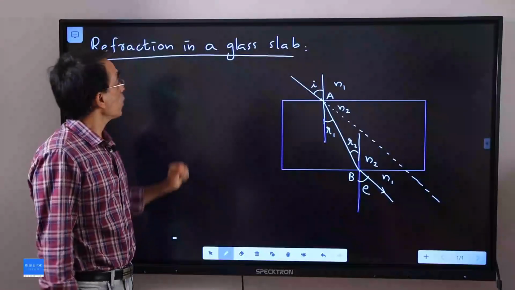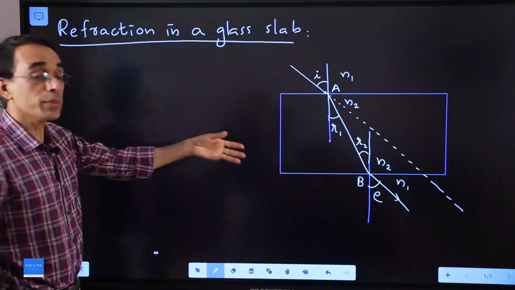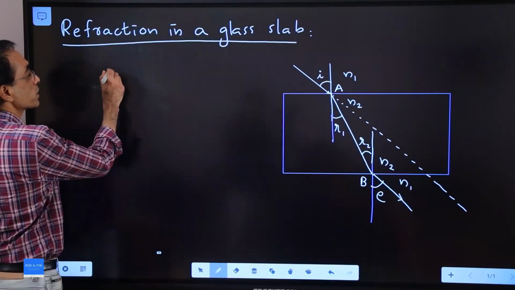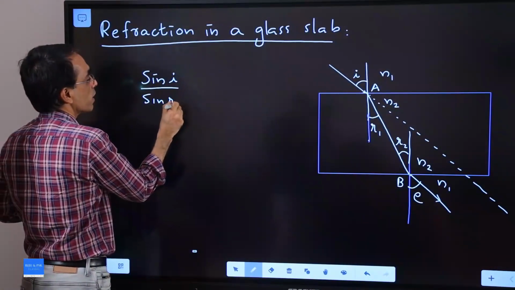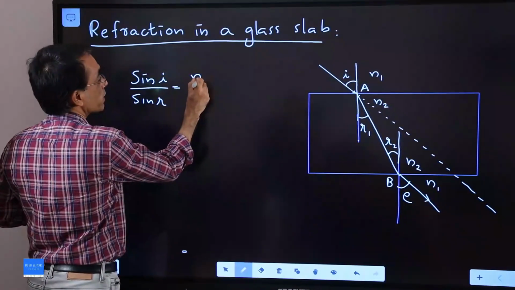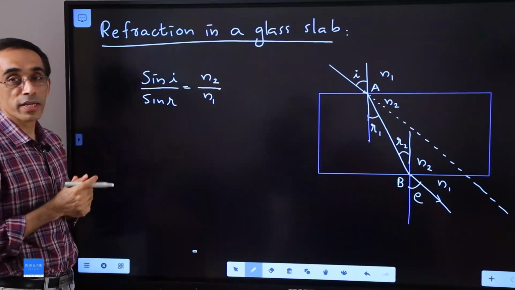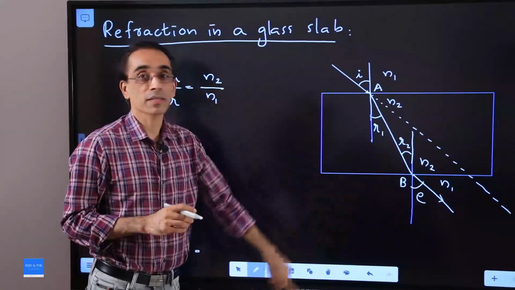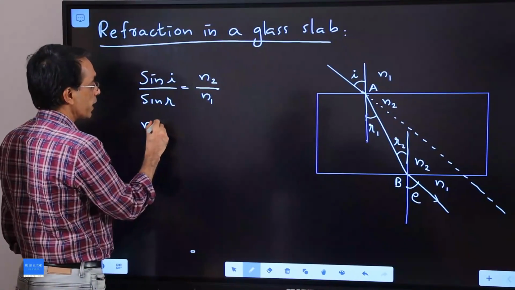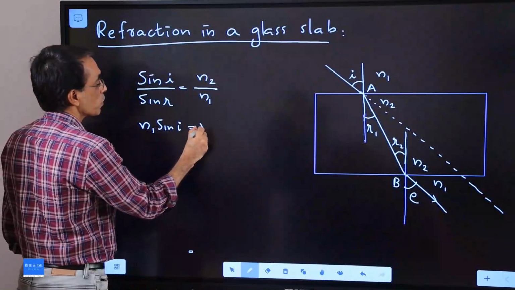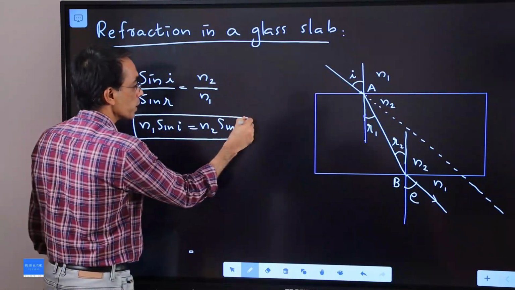Now we will discuss refraction in a glass slab. Before that, we will be using Snell's rule here. And what was Snell's rule? We studied that sin I divided by sin R equals the refractive index of the second medium with respect to the first medium. This is the normal method of writing Snell's rule. But in such derivations, it is better to convert this into a different format: N1 sin I equals N2 sin R. This is a form that is easy for you in derivations.